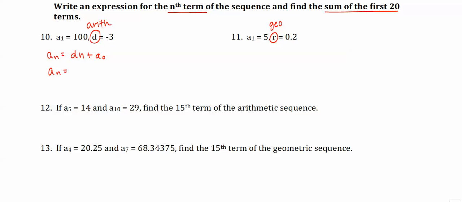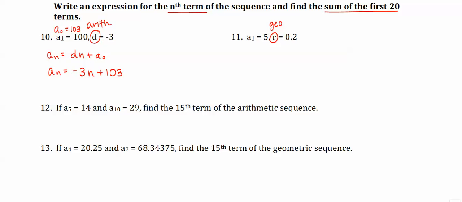So AN equals, we're given D is -3, so -3N. Now if A1 is 100, and I know it decreased by 3, then A0 should be 3 more than that, so 103. So -3N plus 103, ooh, where'd my 0 go? Let's fill that 0 back in. Plus 103 would be my nth term.